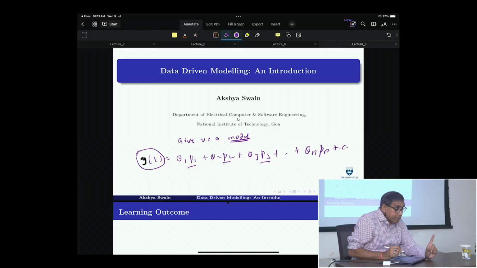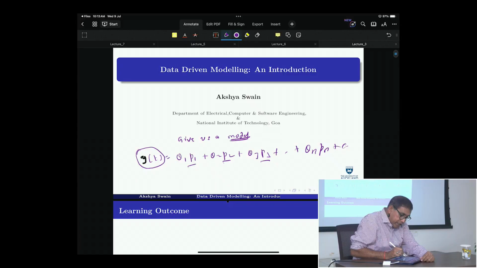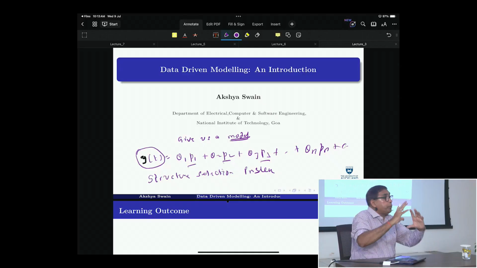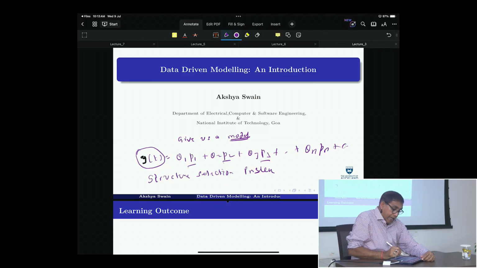So system identification has two issues. One is the structure selection problem. What is that problem? I will give an example shortly. Structure selection problem: that means out of all possible terms, which terms have to be included? And then there is parameter estimation.